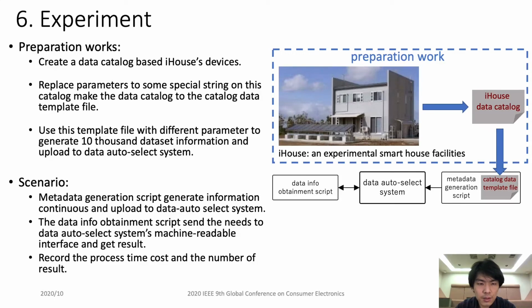The scenario is that the metadata generation script generates information continuously and uploads it to the data auto-select system, and the data obtainment script sends the needs to the data auto-select system's machine-readable interface and gets the result. We record the process time cost and the number of results.